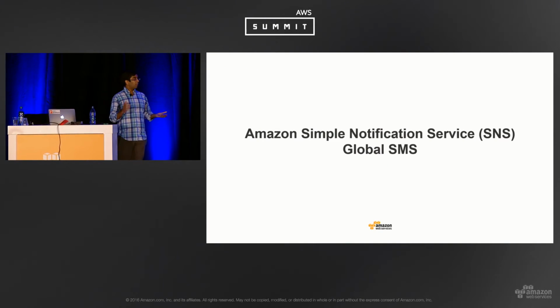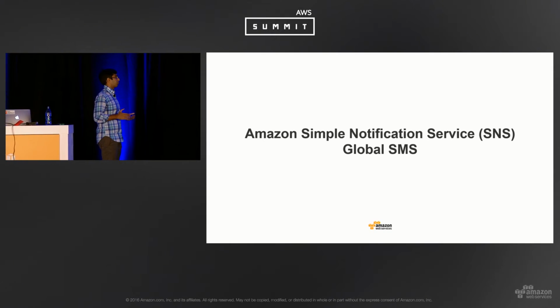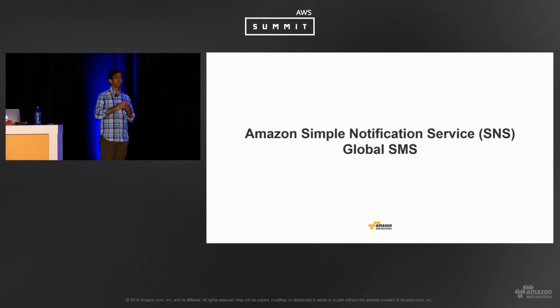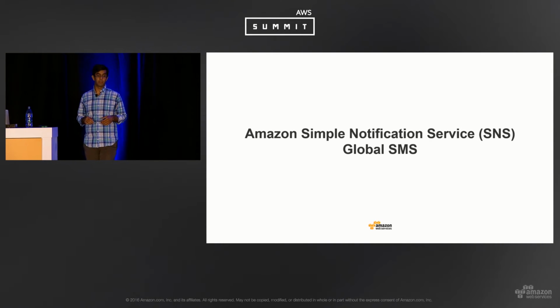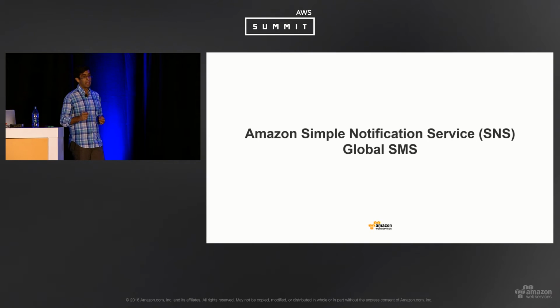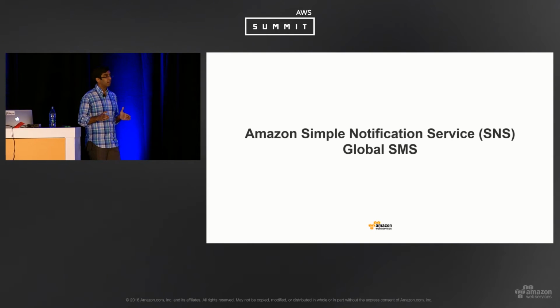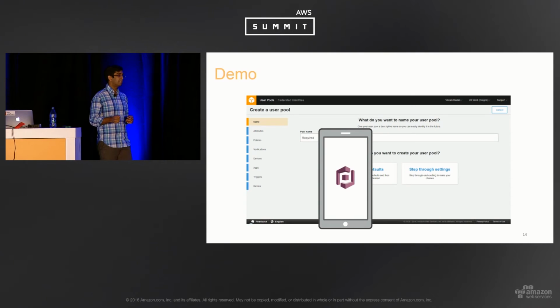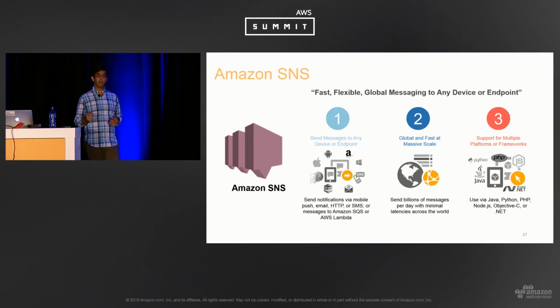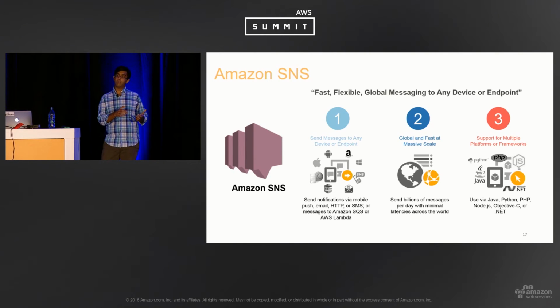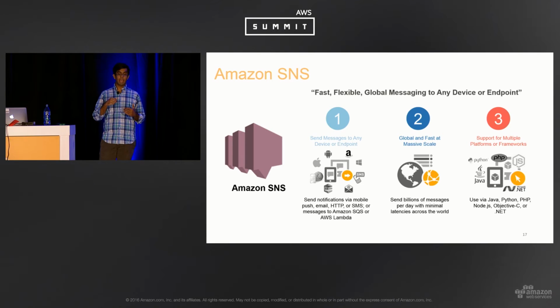So Amazon SNS is a publish and subscribe based messaging service that handles billions of messages on a daily basis. And there's 3 high-level takeaways here. So you can send messages to any device or endpoint. This is at global scale, and it's highly performant. And there's support for multiple different frameworks and platforms. And so what that means is you have those server-side SDKs that are available through the AWS SDK. We also have higher-level client-side SDKs for Android and iOS, for example, that are available through the AWS Mobile SDK.